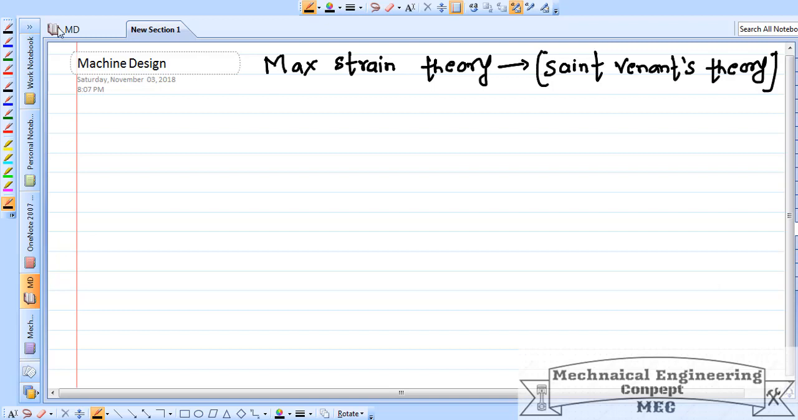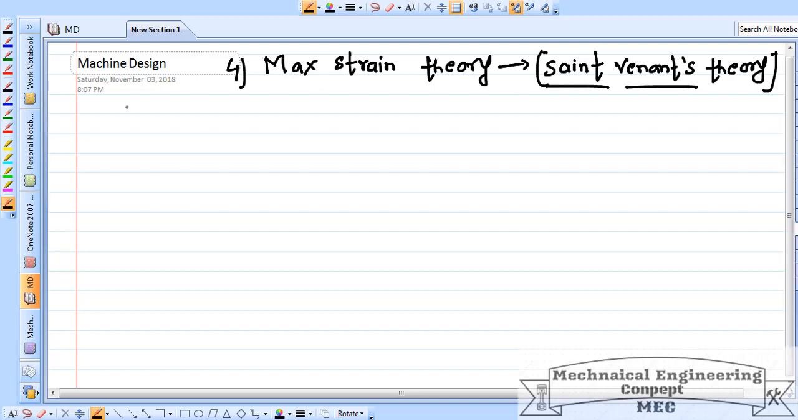Today I am going to continue my previous topic, theory of elastic failure, in which we are going to discuss the fourth theory of elastic failure, which is the maximum strain theory, also often called the St. Venant theory.